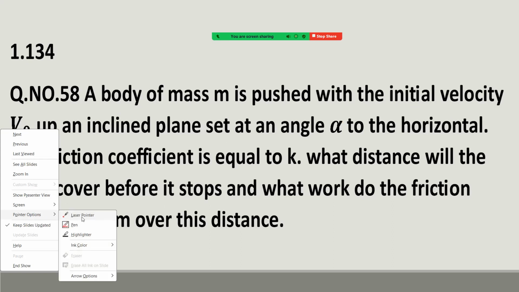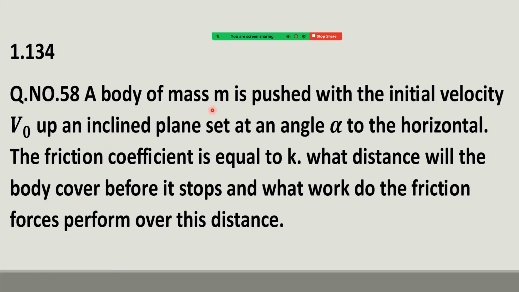See the question given. A body of mass m is pushed with the initial velocity v naught up an inclined plane set at an angle alpha to the horizon. The friction coefficient is equal to k. What distance will the body cover before it stops, and what work do the friction forces perform over this distance? Initially velocity is v naught, angle is alpha.